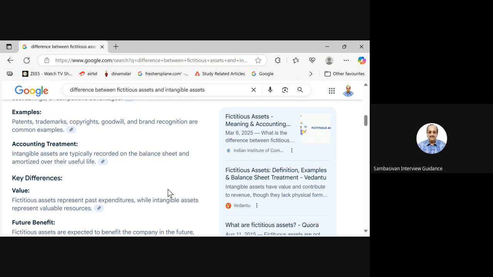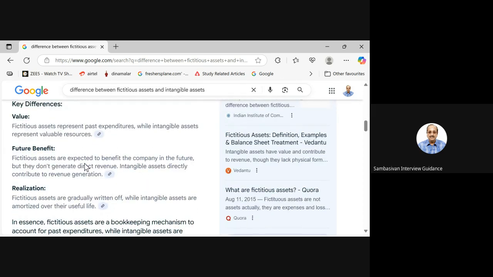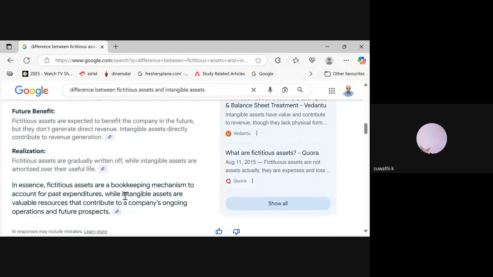In fact, this is a very important question in PNB. That is the difference between amortization and depreciation. We will see that also. Now you read these key differences. Value. Fictitious assets represent past expenditure while intangible assets represent valuable resources. Future benefit. Fictitious assets are expected to benefit the company in the future, but they do not generate direct revenue. Intangible assets directly contribute to revenue generation.